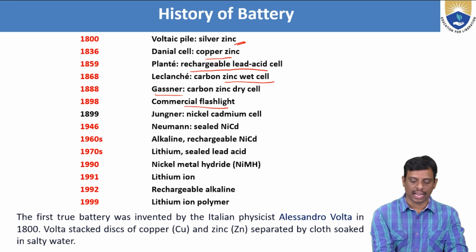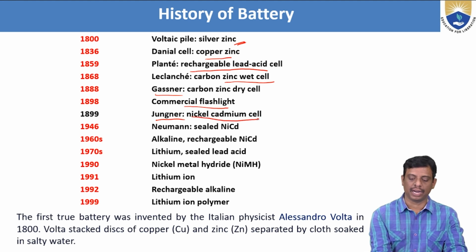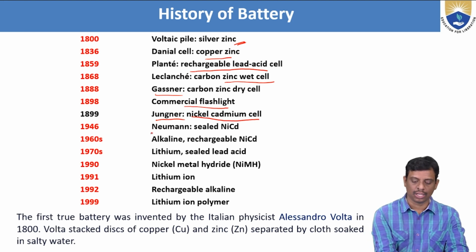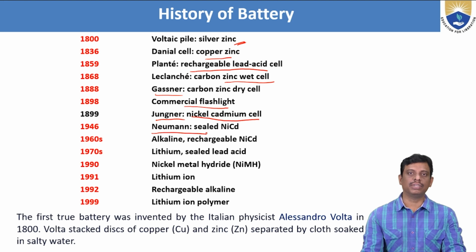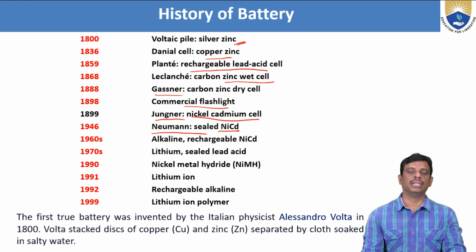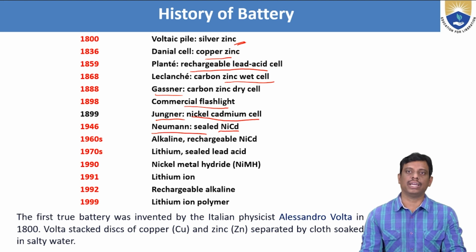In 1899, Jungner invented the nickel cadmium battery. This nickel cadmium battery is a secondary type of battery. In 1946, Newman invented the sealed nickel cadmium battery. This was one of the revolutions in the nickel cadmium battery. He prevented the leakage of electrolyte in that battery.